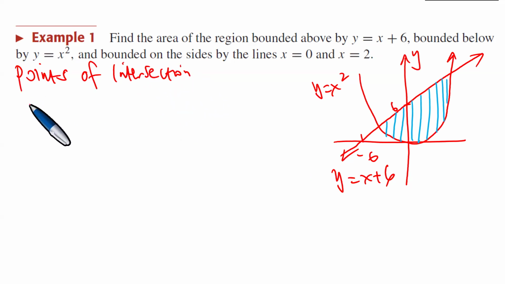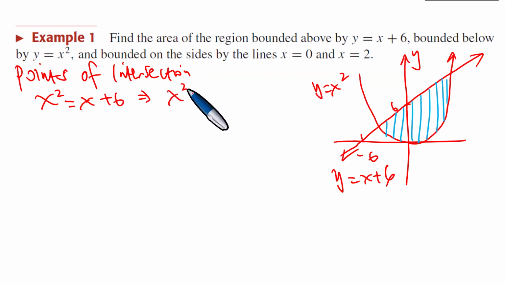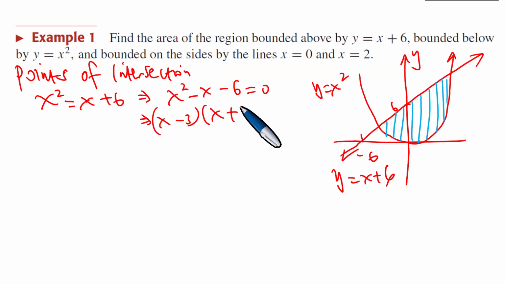What are the points of intersection? To find the points of intersection, we make x squared equal to x plus 6. This means that we have x squared minus x minus 6 equals 0. And then we have (x minus 3)(x plus 2) equals 0, giving us x equals 3 or x equals negative 2.